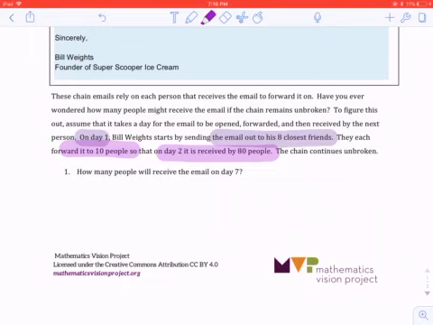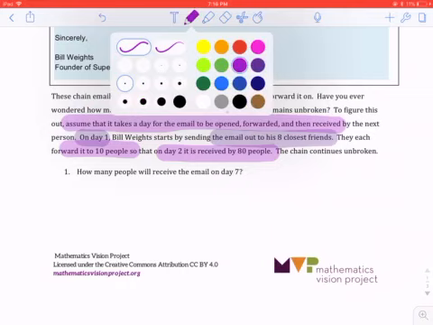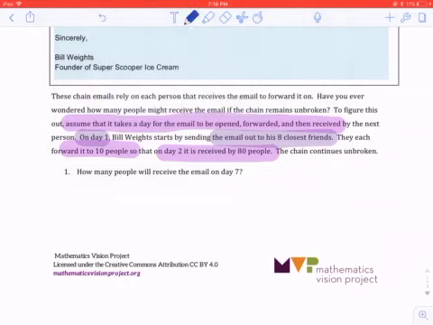Now, as it says right here, we're going to assume it takes a day for the email to be opened, forwarded, and then received by the next person. So you might notice we've already got some key information here. They tell us about days and the number of emails sent out. So when they give us this information, it's always good to represent it somehow. And I'm going to go with a table. Tables are always a good way to do these things.